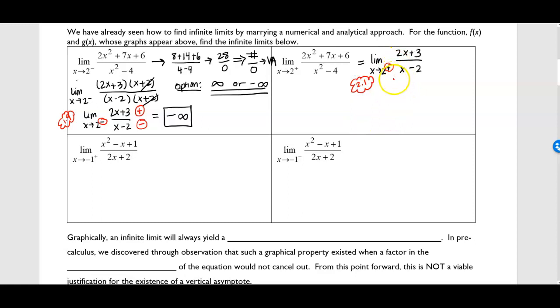And so if I think about plugging in 2.1, I would have 2 times 2.1 plus 3, that's positive. And 2.1 minus 2 is positive as well. So my answer is positive infinity.